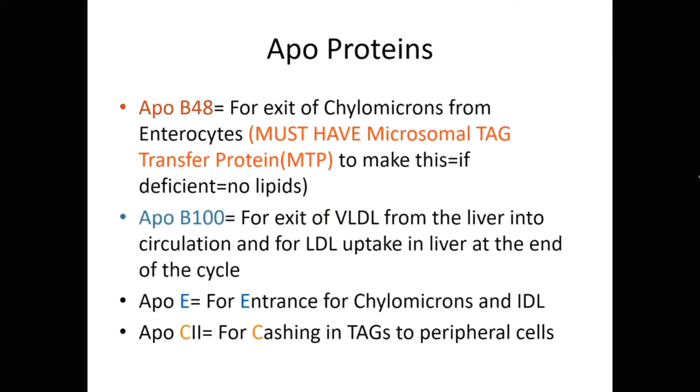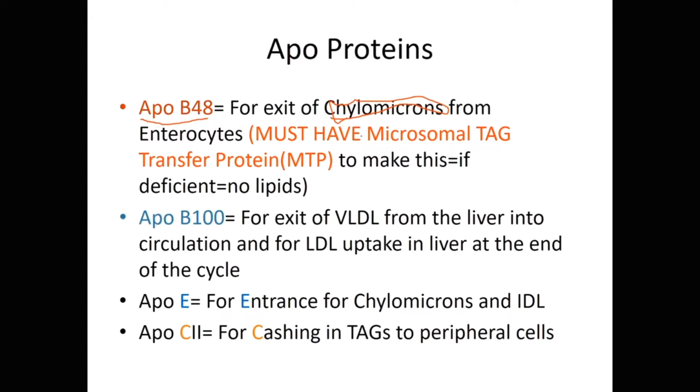All right, so what are these apoproteins? Let's describe them a little bit. What are the specific ones? The big and high yield ones that you definitely need to know are ApoB48, B100, E, and C2. ApoB48 is what is found on the surface of chylomicrons only. It's the only one that carries ApoB48.